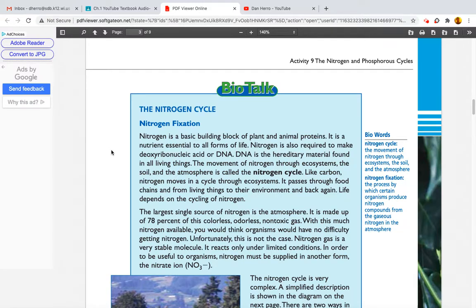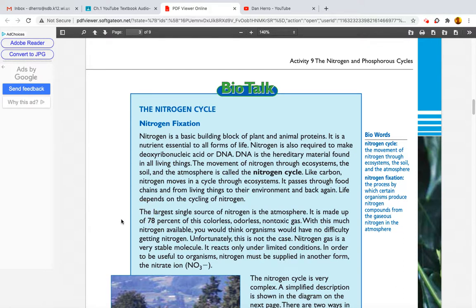The movement of nitrogen through ecosystems, the soil, and the atmosphere is called the nitrogen cycle. Like carbon, nitrogen moves in a cycle through ecosystems. It passes through food chains and from living things to their environment and back again. Life depends on the cycling of nitrogen.